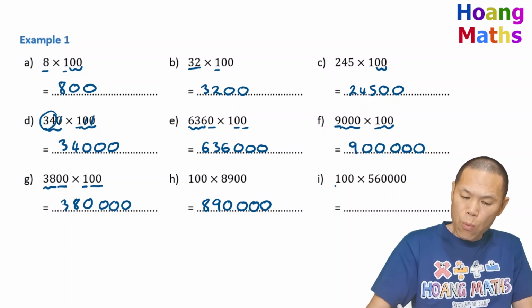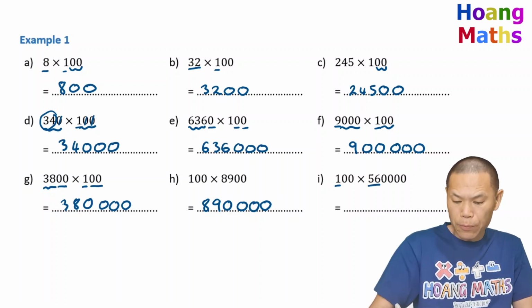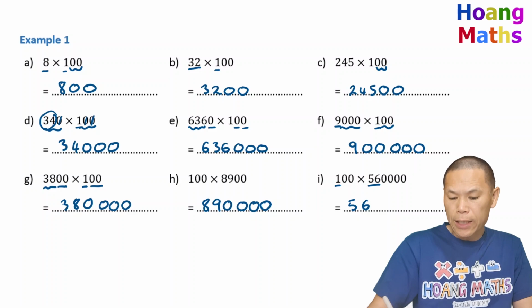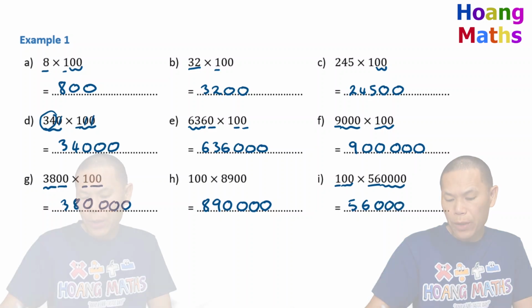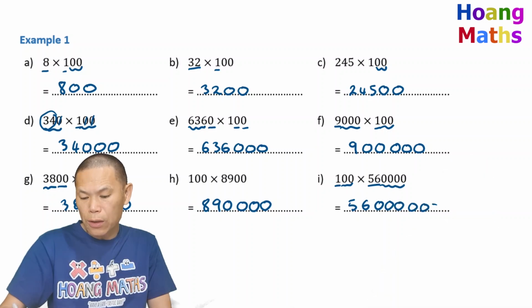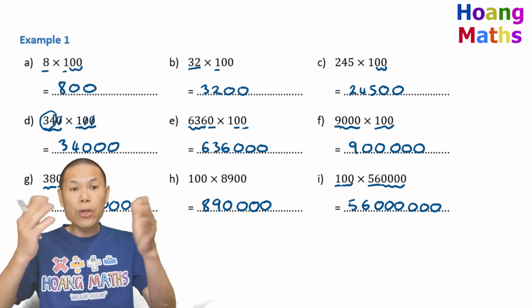Now we have 1 times 56, which is 56. And we have 2 zeros here and 4 zeros here. We write it down: 1, 2, 3, 4. So there you go.